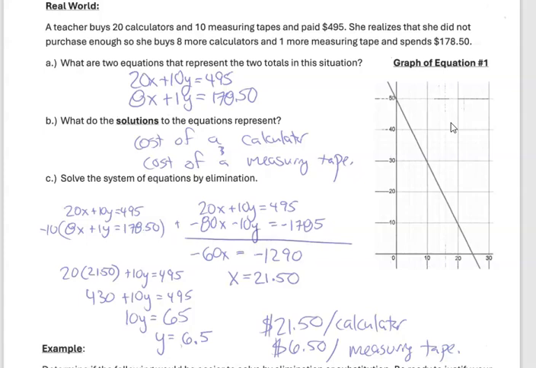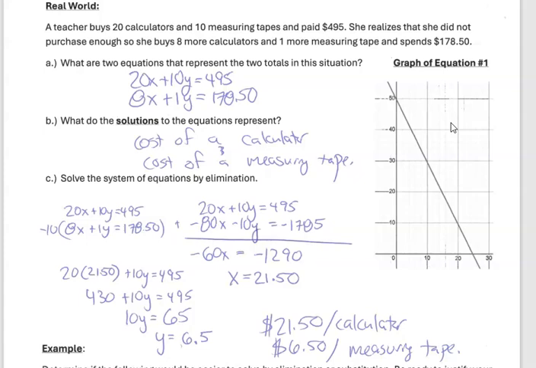You can see the two equations that I have here. It's 20x plus 10y equals 495. 8x plus 1y equals 178.5. It is asking what is the solution going to mean? What is the solution to either one of these equations or the solution to the system? It's not going to be the number of calculators and the number of measuring tapes, it's the cost of a calculator and the cost of a measuring tape.